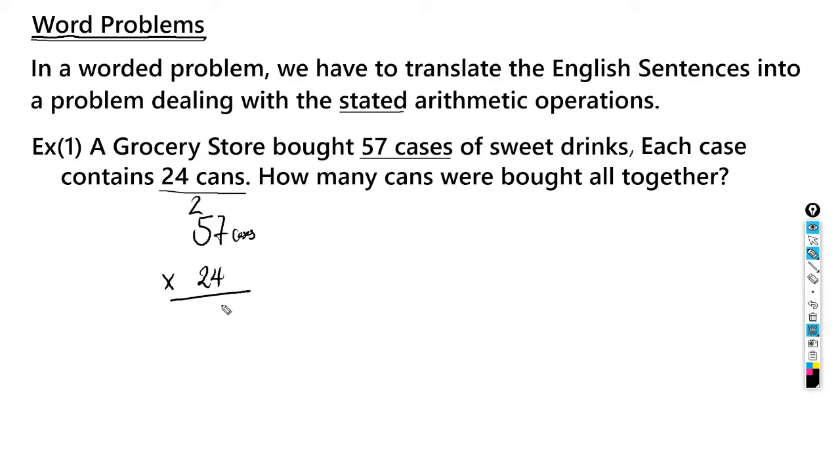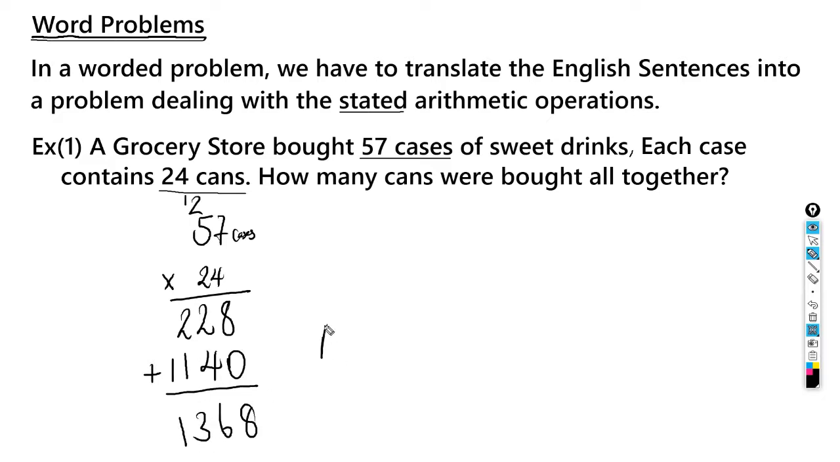So 4 times 7 would give us 28, and 4 times 5 would give us 20, so 20 plus 2 would give us 22. Then this 2 here, we'll put a 0 here as a placeholder. 2 times 7 would give us 14. So that's 1, 4. 2 times 5 would give us 10, plus 1 would give us 11. And then we'll add these. So we're going to get 8, 6, 3, and 1. So the answer is 1,368 cans.